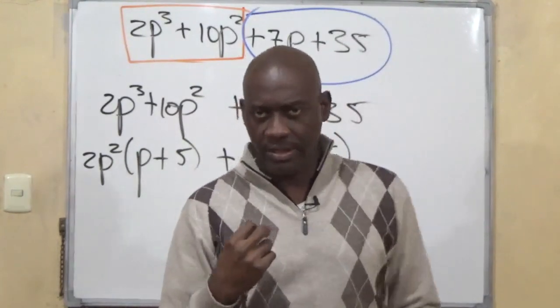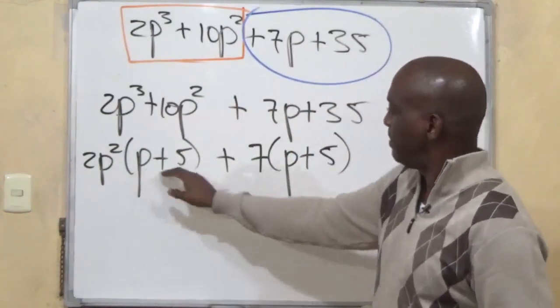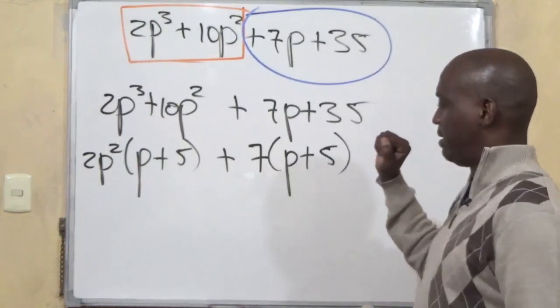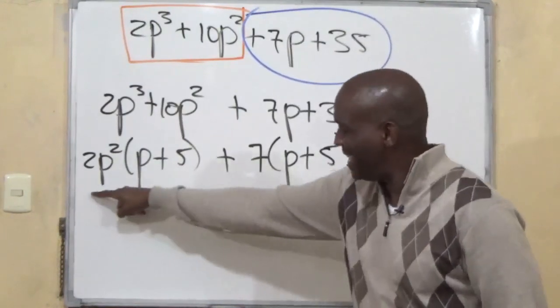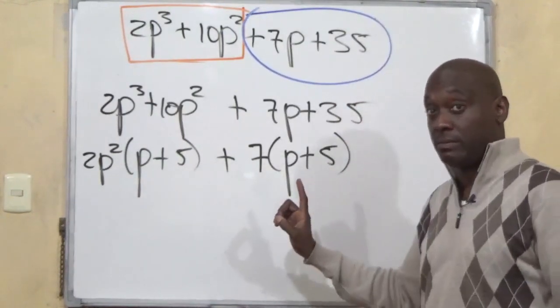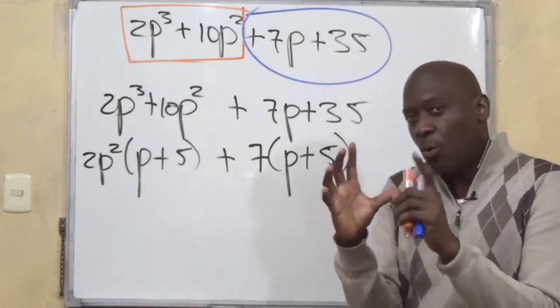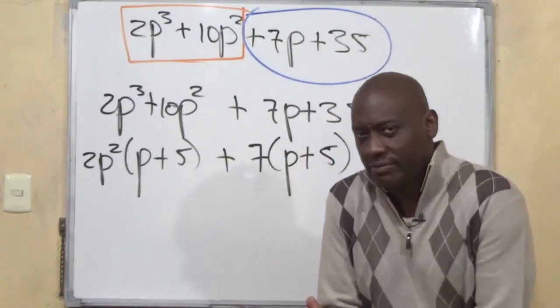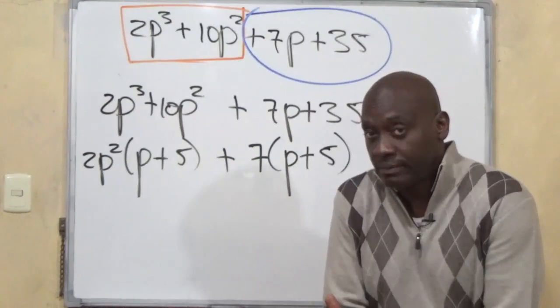Observation. So you look, you see p plus 5 here and you see p plus 5 here. So across this entire expression, you realize that the whole of p plus 5 is a common factor.